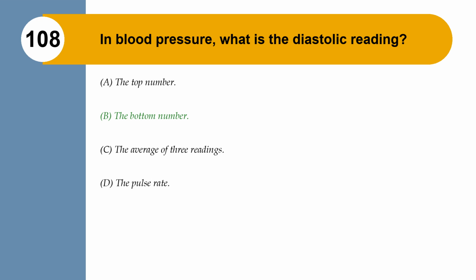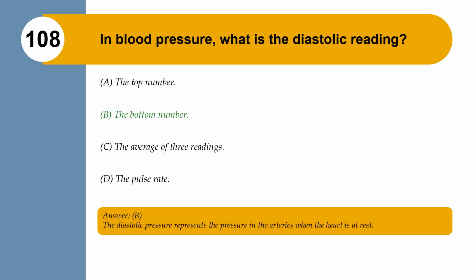The correct answer is option B, the bottom number. Explanation. The diastolic pressure represents the pressure in the arteries when the heart is at rest.